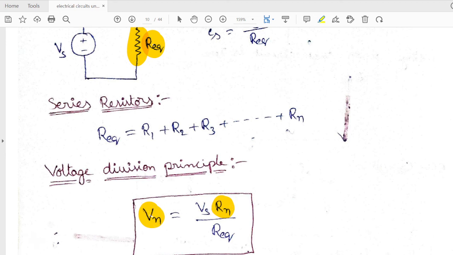See, for example, if I want to find the voltage across the first element, V1, then according to the voltage division rule, V1 is nothing but Vs into, in which element do we want to find the voltage? First element, that is R1, divided by R equivalent. Likewise, if I want to find the voltage across resistor R2, then the total voltage Vs into R2 divided by R equivalent. So, like this, in a series combination, whatever the voltage across any element, if you want to find, you can find.